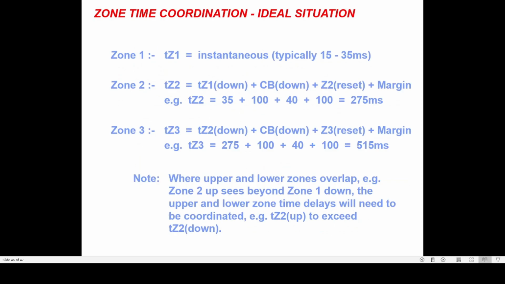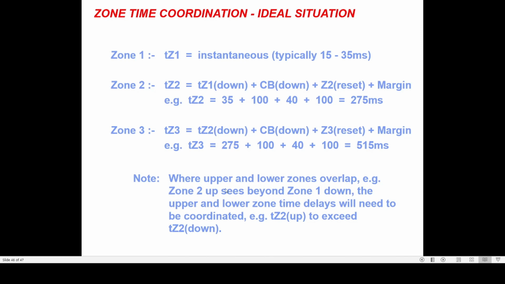Now this is the ideal situation of time delay. Basically, zone 1 is an instantaneous protection, and as you know in power systems, nothing is instantaneous. Instantaneous generally means no intentional time delay. That means zone 1 protection will operate instantaneously. That means it will operate in approximately 20 to 25 milliseconds. Now, what is zone 2?